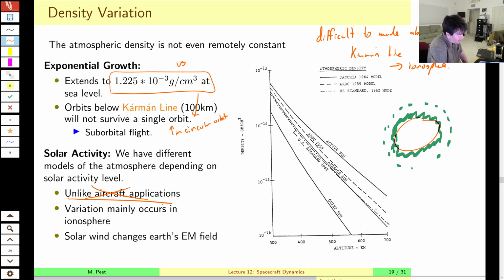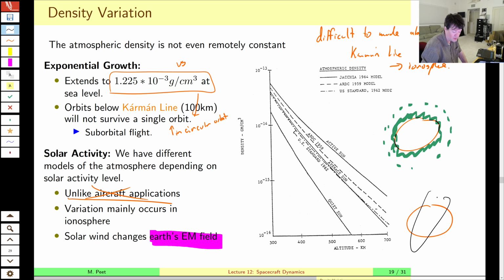And that variation is due to the reason that atmosphere is there to begin with, which is it's trapped in the Earth's electromagnetic field. And the problem, of course, is that, okay, here's the Earth. Here's the magnetic field lines. There's our magnetic field lines.